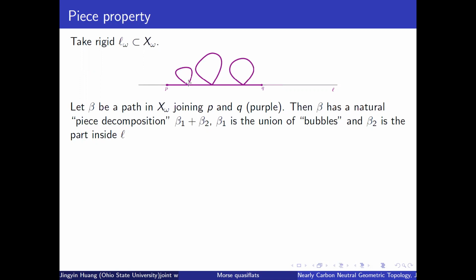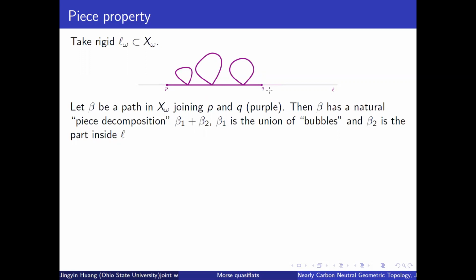So we have this very curious property that whenever beta leaves L, then you have to come back to L at the same point. Then this gives us a decomposition of beta into beta 1 and beta 2. And beta 1 is basically the union of these bubbles. And in general, there may be infinitely many bubbles over there. And beta 2 is basically the part, the segment PQ inside L. So we have this piece decomposition.